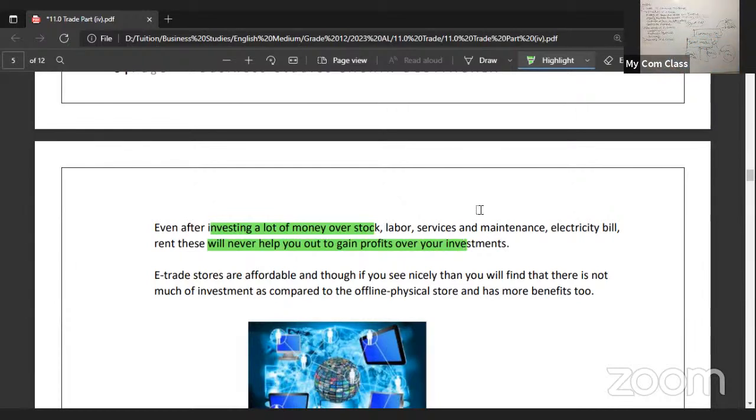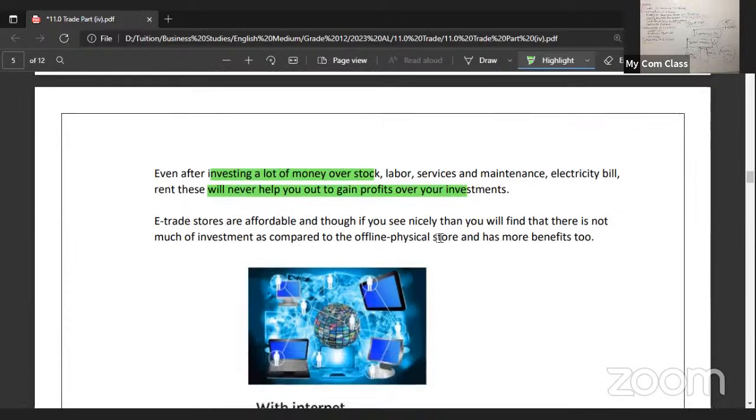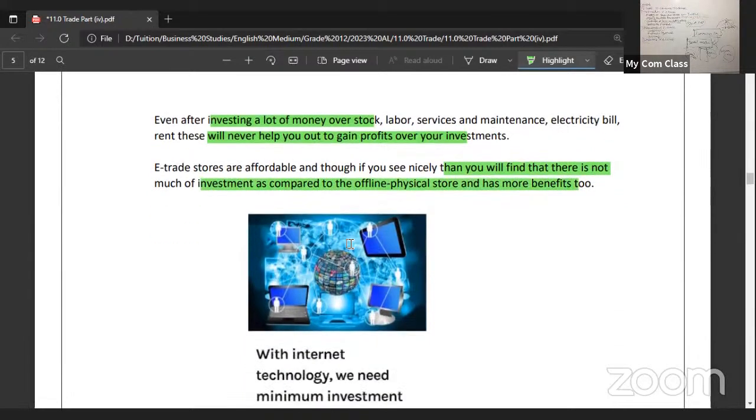So e-trade is more affordable. And if you look carefully, you will find that there's not much investment as compared to the offline physical store, but it has more benefits too.